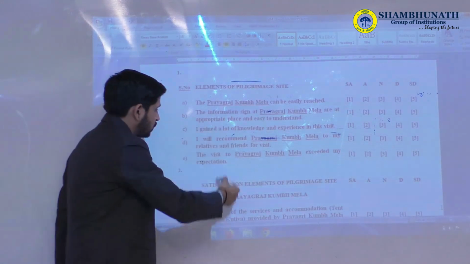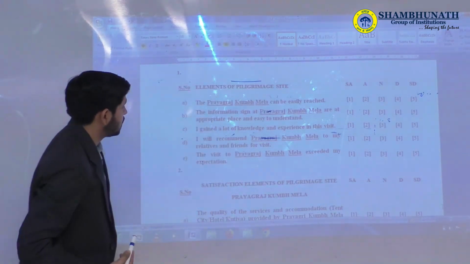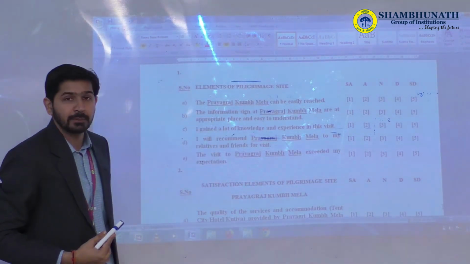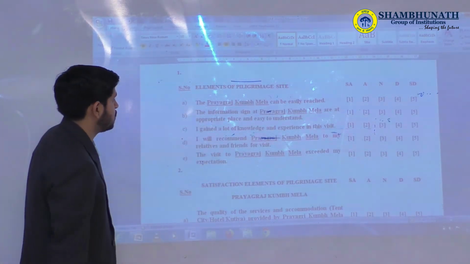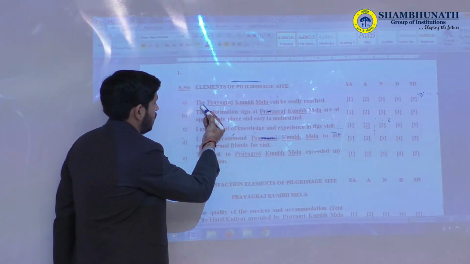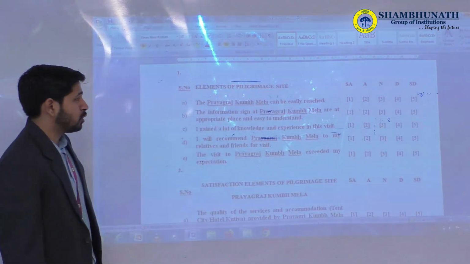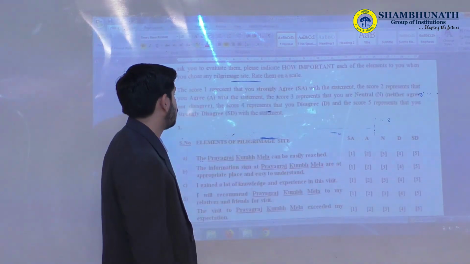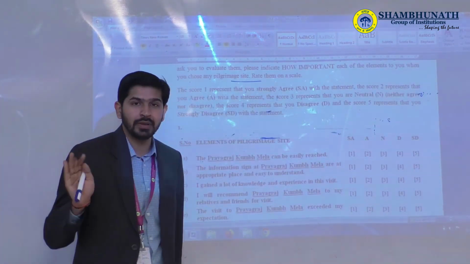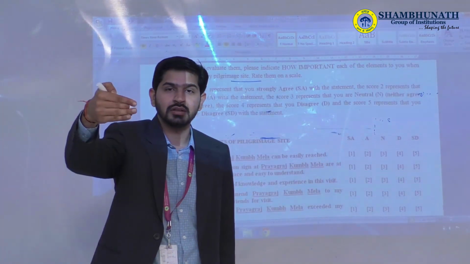We have divided this questionnaire into two parts. First part is elements of pilgrimage site. So, option A means question A: the Prayagraj Kumbh Mela can be easily reached. Now, the question is, the Prayagraj Kumbh Mela can be easily reached.